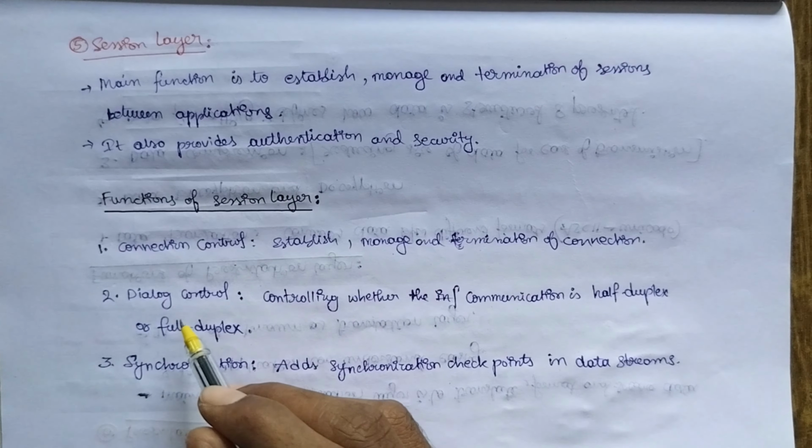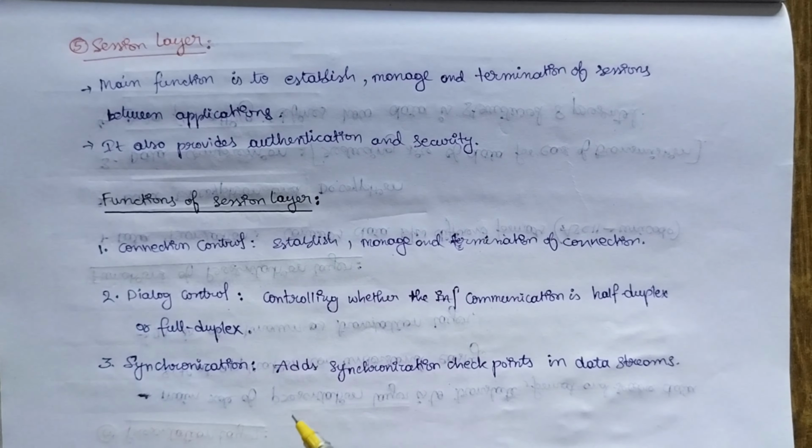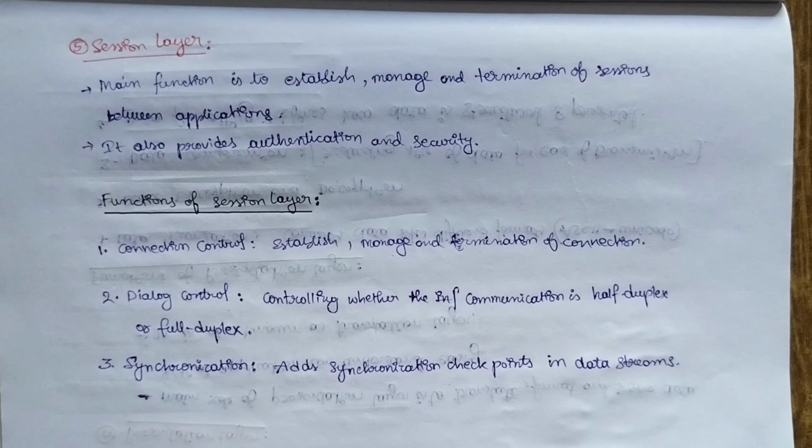The second function of a session layer is dialog control. Dialog control controls whether the communication is half duplex or full duplex. The third function of a session layer is synchronization. It should add synchronization checkpoints in data streams.